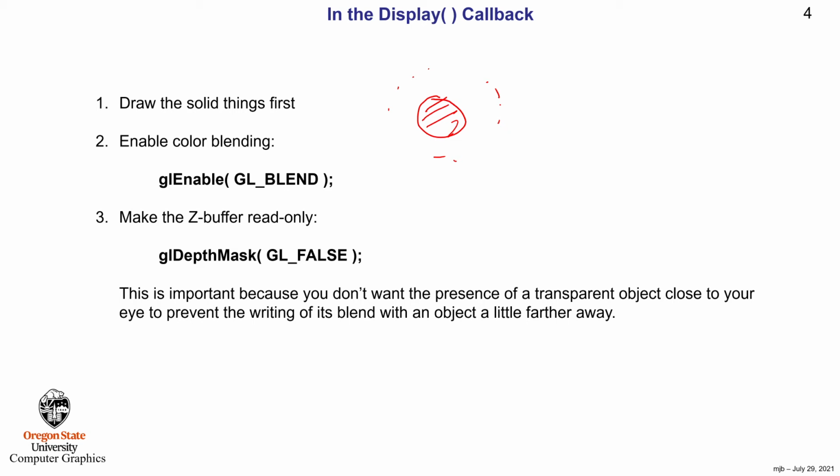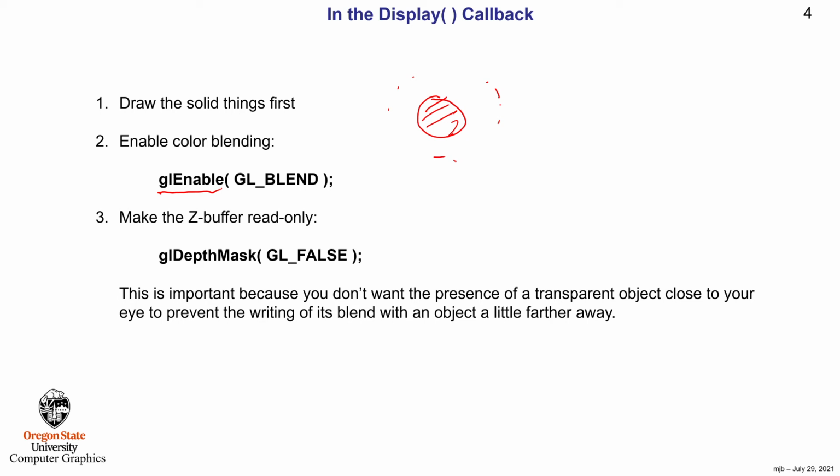Then you enable color blending. And remember, we've seen this GL enable in several other uses before. Now we're turning on blending. OpenGL doesn't want to tie up graphics rendering time for things it doesn't need. So by default, the blending is off, and you have to turn it on.